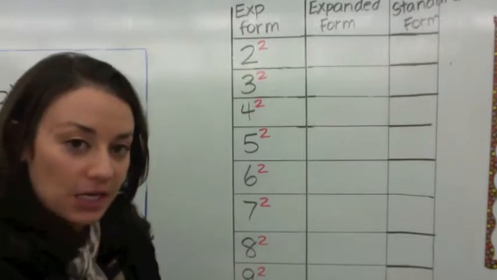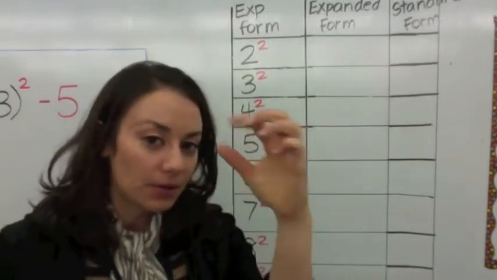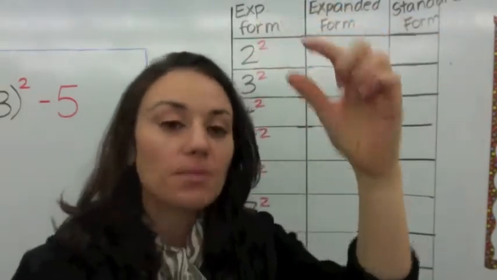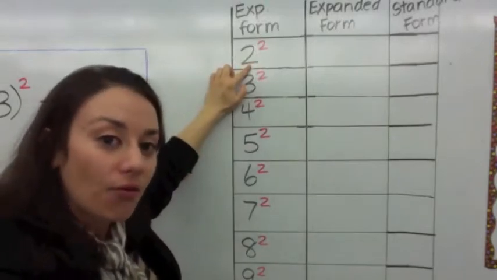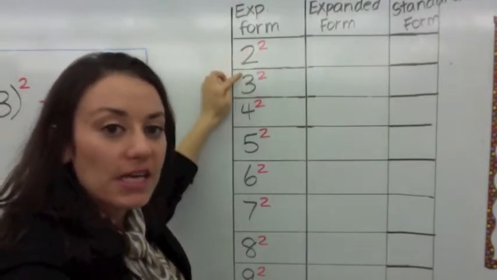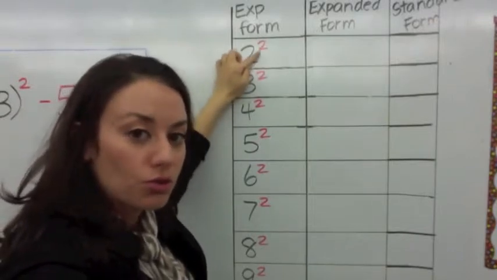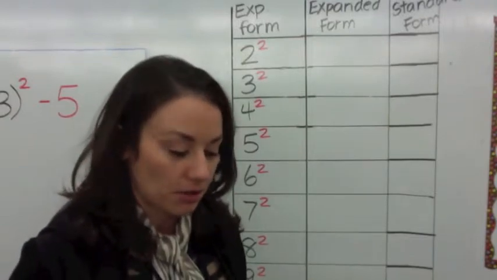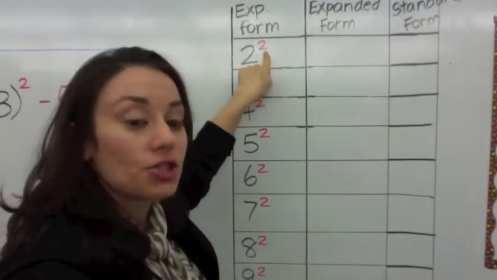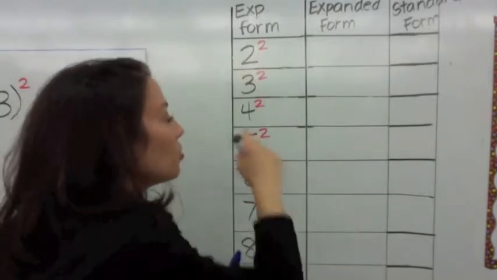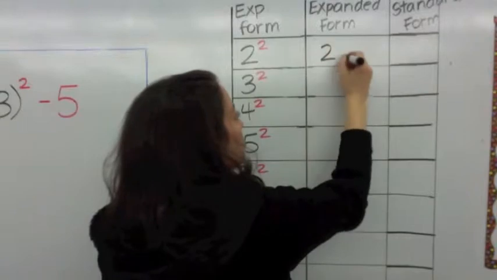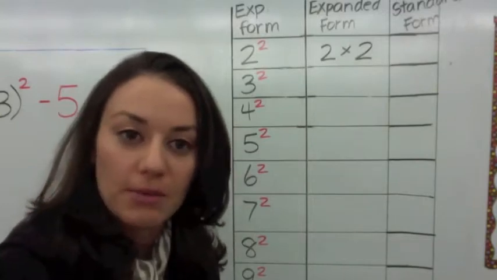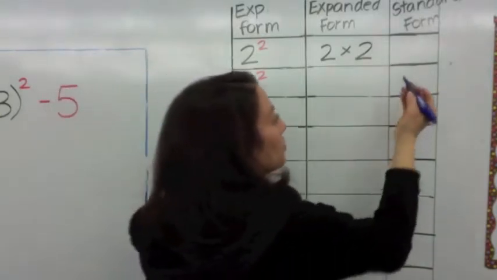So let's talk about this for a second. If it has a little number at the top, it's called an exponent. An exponent means multiply the big number by itself this many times. So 2 to the power of 2, or 2 squared, means I'm going to multiply 2 by itself. How many times? The exponent says 2 times. So 2 squared is written as 2 times 2. There are two 2's, and you're multiplying them together. What is 2 times 2?